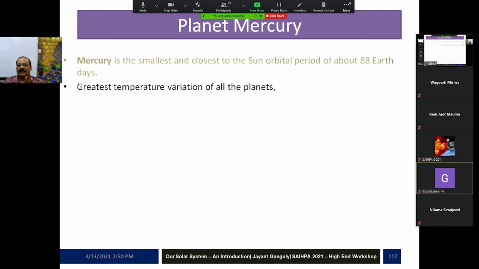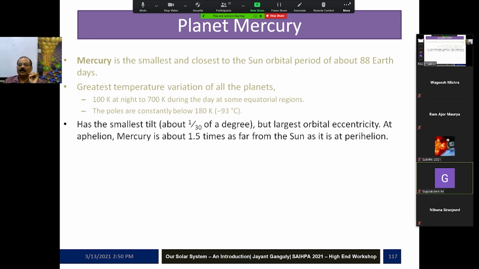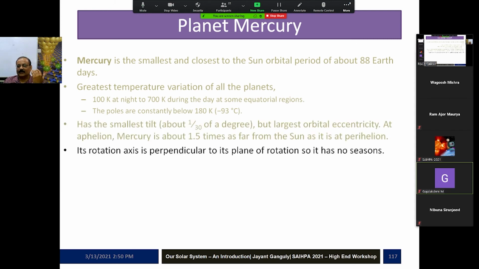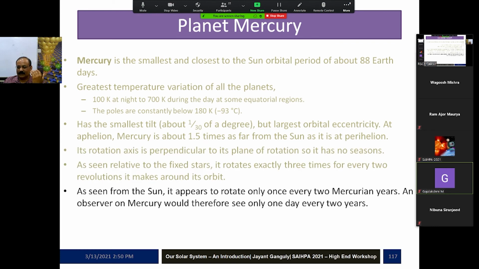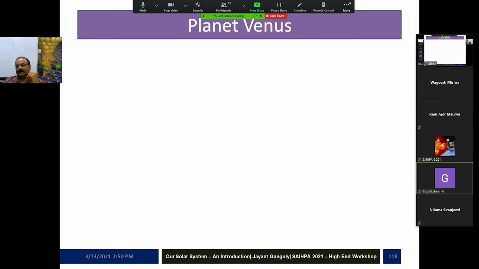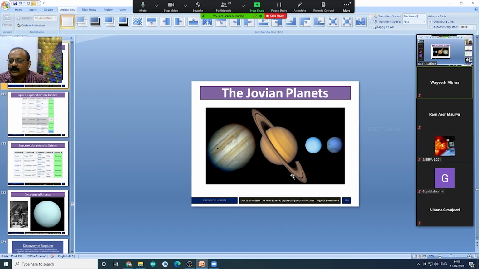We will end this section by showing some of the features of Mercury, as you can see. We will not again go into all the details. We have seen Mercury's rotational axis and its surface features. They are quite contrasting, and it has a particular period of rotation. So we will just explore the Jovian part so that we logically conclude.